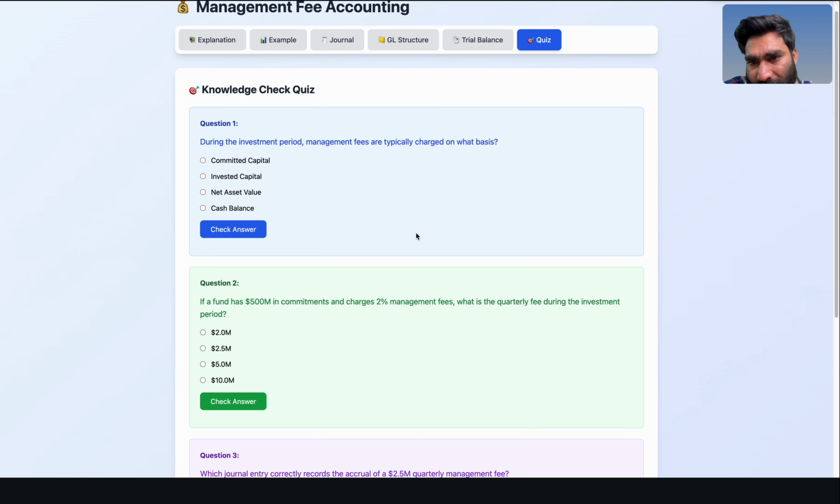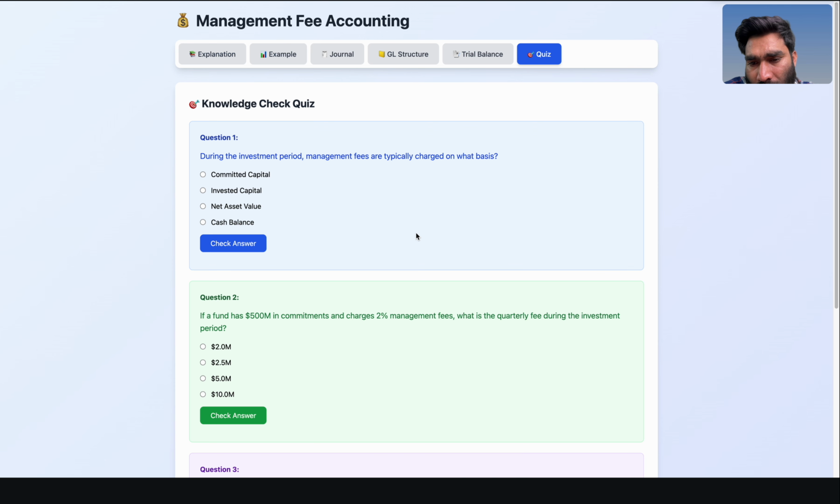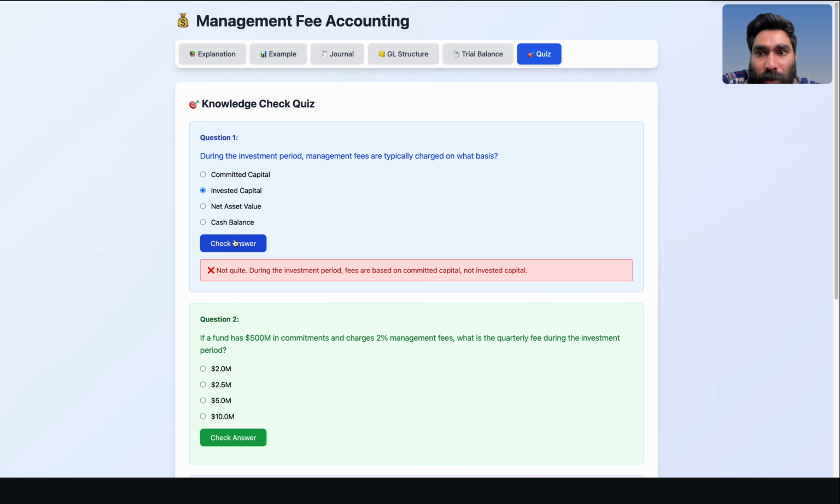So now let's look at the 3 questions we have for management fee. You can try them. Question number 1: during the investment period, management fees are typically charged on what basis? I think invested capital. Oops. During the investment period, fees are based on committed capital. The answer is committed capital.